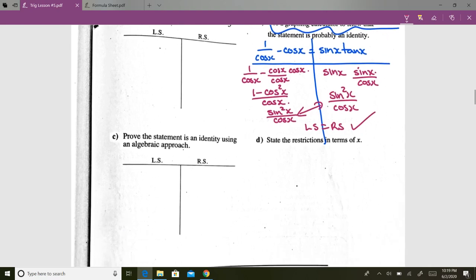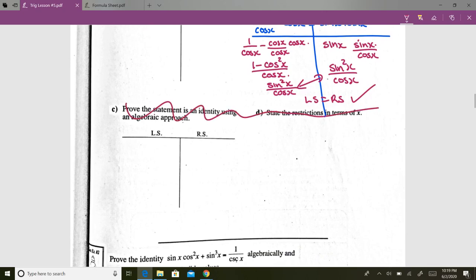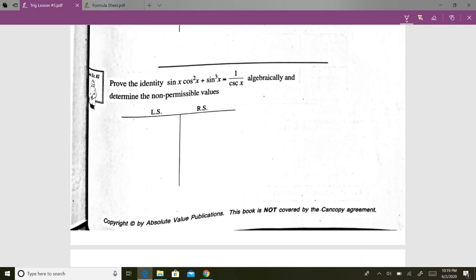Okay. Let's try the next one. The form we just did. So we're going to go to the bottom here. We have sine x times cos squared x plus sine cubed x is equal to 1 over cosecant. Ugh. All right. So what side is more complex? I would say it's probably the left side. So what can we do? I'm just going to rewrite that here. Sine x cos squared x plus sine cubed x. And this is 1 over cosecant.